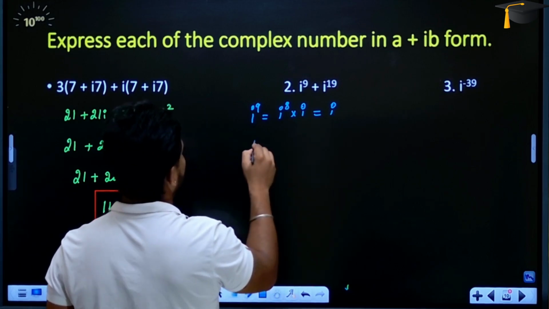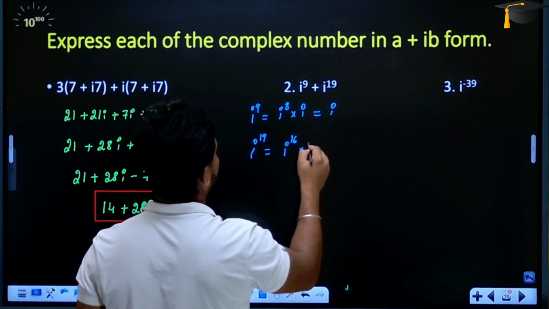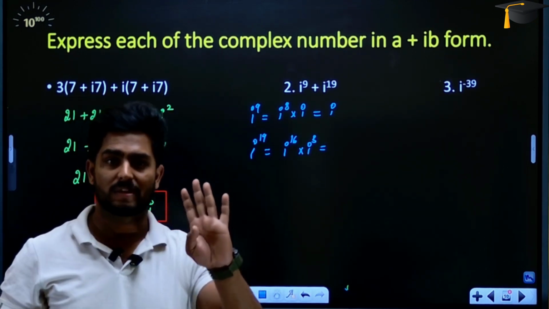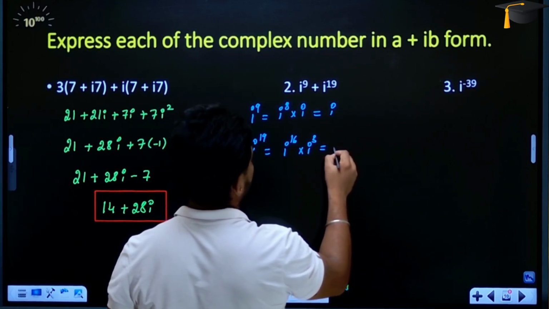Okay, next I to the power 19. I to the power 19 ಅಂದ್ರೆ I to the power 16 into I to the power 3 ಅಂತ ಬರ್ಕೋಬೋದಾ? ಯಾಕೆ 16, 8 ಎಲ್ಲ ಯೂಸ್ ಮಾಡ್ತಾ ಇದ್ರೆ ಇದೆಲ್ಲ ಮಲ್ಟಿಪಲ್ಸ್ ಆಫ್ 4 ಅದಕ್ಕೆ ಆಯ್ತಾ? ಸೊ 16 ಇಲ್ಲಿ 1 ಆಗುತ್ತೆ. ಸೊ 1 into i cube ಅಂದ್ರೆ minus i, so it is minus i.